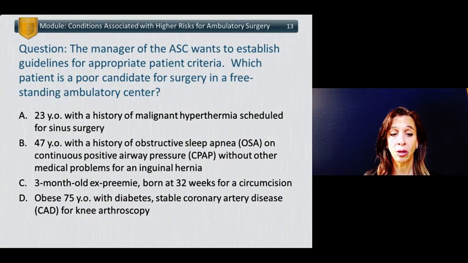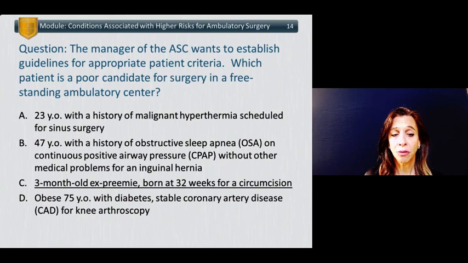B, a 47-year-old patient with a history of obstructive sleep apnea who uses continuous positive airway pressure without other medical problems, who is scheduled for an inguinal hernia repair. C, a 3-month-old ex-preemie who was born at 32 weeks, who is scheduled for a circumcision. And D, an obese 75-year-old with diabetes, stable coronary artery disease, who is scheduled for a knee arthroscopy.